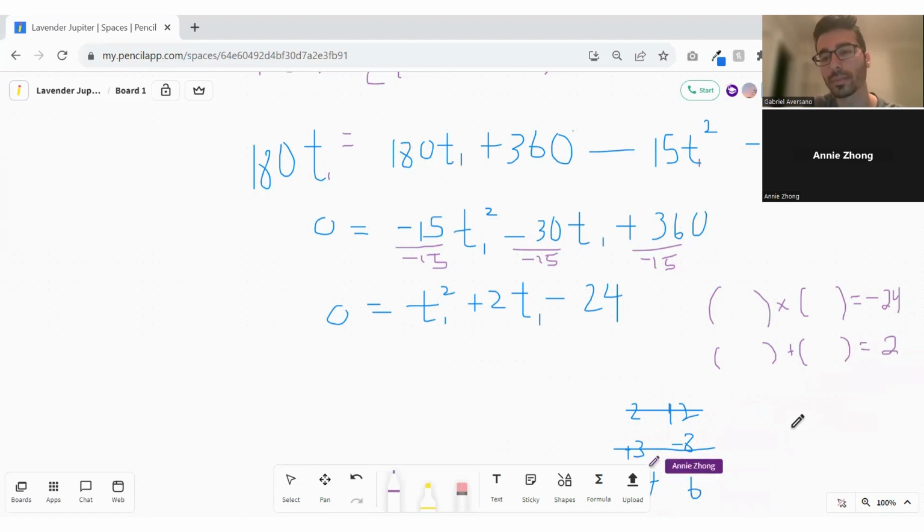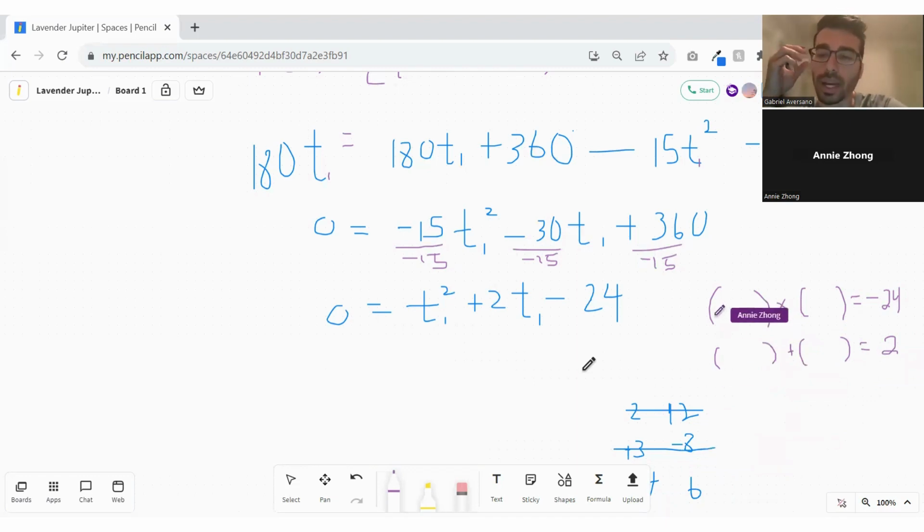4 and 6, I can do negative 4. And then what will happen is my 6 would times negative 4, giving me negative 24. And then 6 subtract 4 will give me 2, and it would work. Awesome. Yeah, great. Yeah, I'll let you write that in.